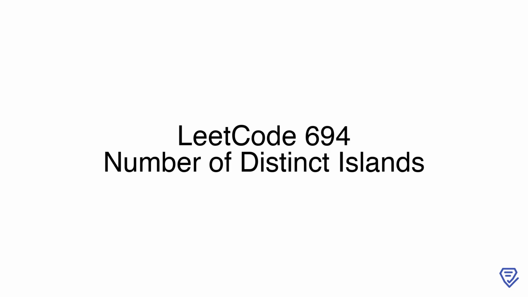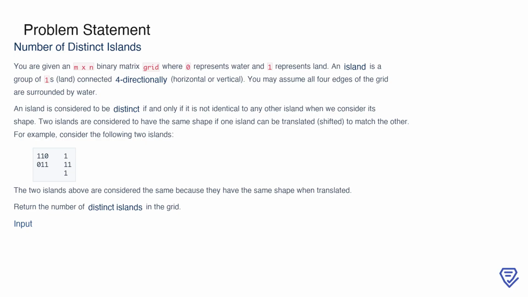Let's get started. In this problem, you are given a binary matrix called grid, where each cell is either 0 or 1. Here, 0 represents water, and 1 represents land. An island is defined as a group of ones that are connected either horizontally or vertically, meaning they are four-directionally connected. You can assume that the edges of the grid are always surrounded by water.